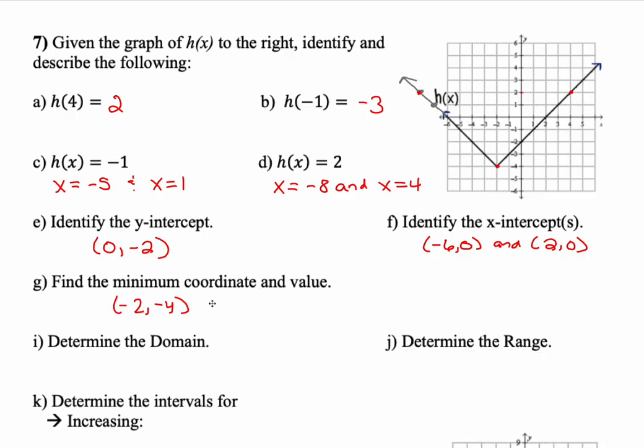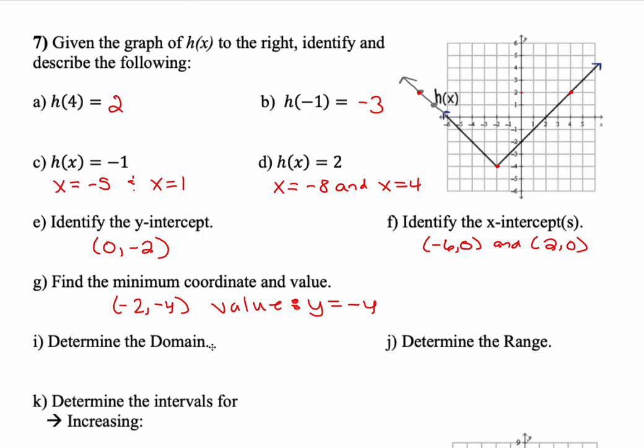And then the value is y is equal to -4. That helps us with our range to know that there is a smallest value because it does have a start or a stop point. Okay, the next question says determine the domain.